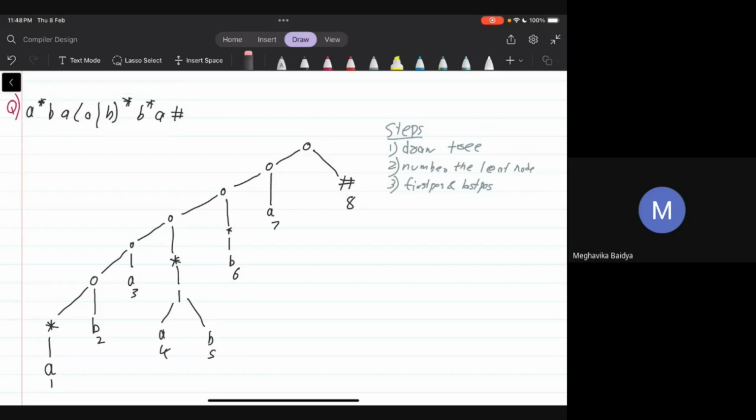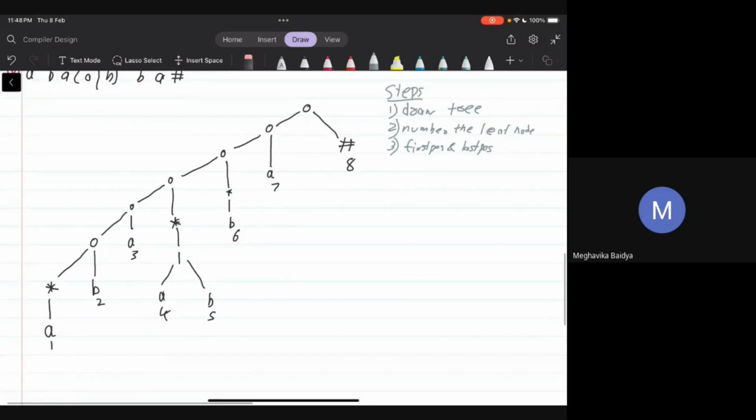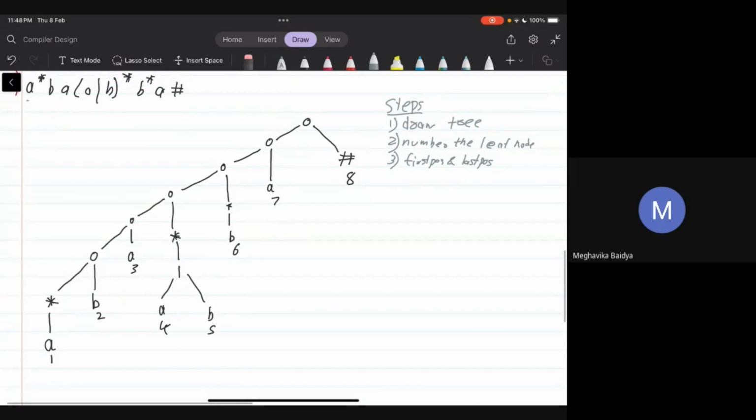Once that's done, the next thing you'll do is draw the parse tree. For example, this is A star, so you do A and then star, followed by B. A is concatenated with B, so you put this circle, which is a concatenation, and you do the same thing for all the others. And this thing is an OR.